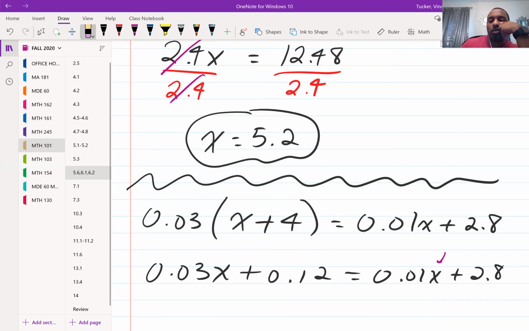Erasing some of this stuff so we can walk through it. So the next problem is 0.03 times the quantity of x plus 4 equal to 0.01x plus 2.8. First thing we want to do is distribute this 0.03. And that gives us this result, 0.03x plus 0.12.